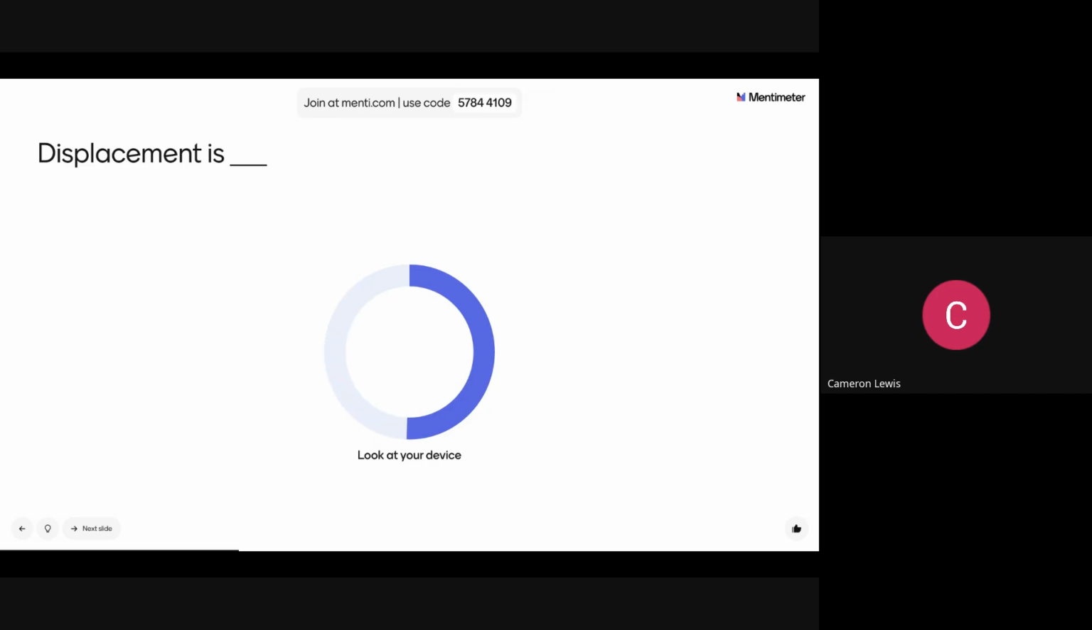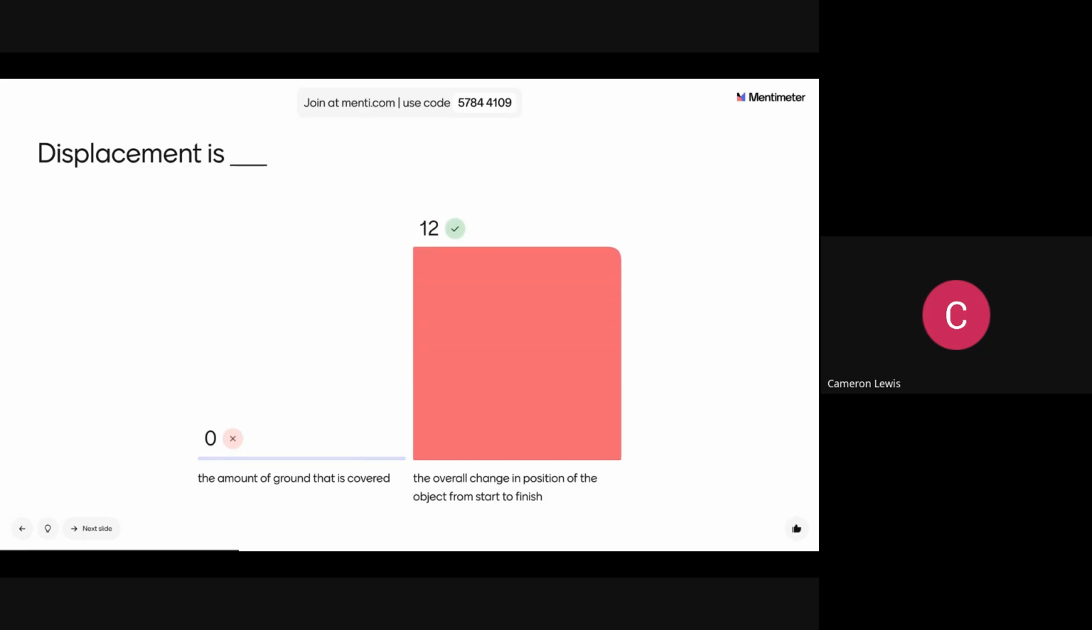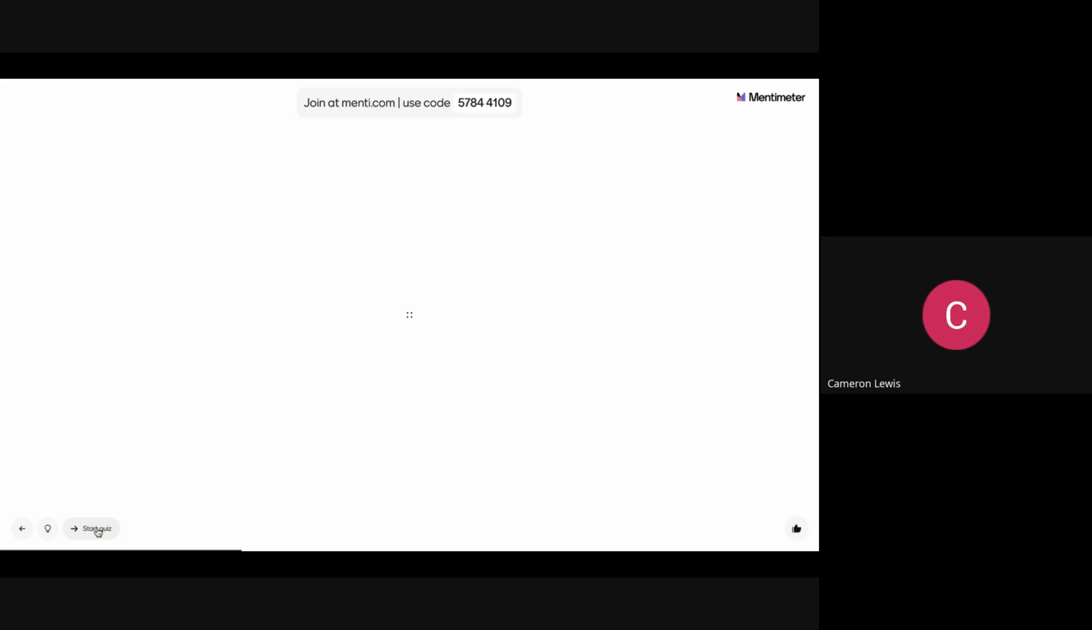So displacement, right? What is displacement? The amount of ground that is covered, or the overall change of position of the object from start to finish. Let's see what we got on that one. 100%. I give you guys a round of applause. Good job, good job, good job. I don't know if you hear me clapping, but 12 out of 12. The overall change in position of the object from start to finish. So remember, going back to that house example, start to finish is where this really matters. Start and finish, initial versus your final.